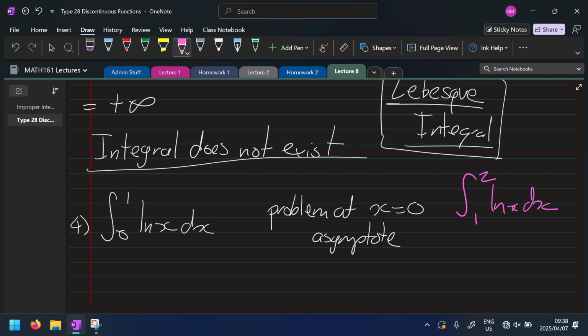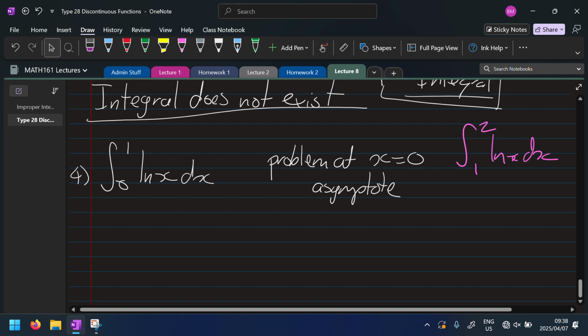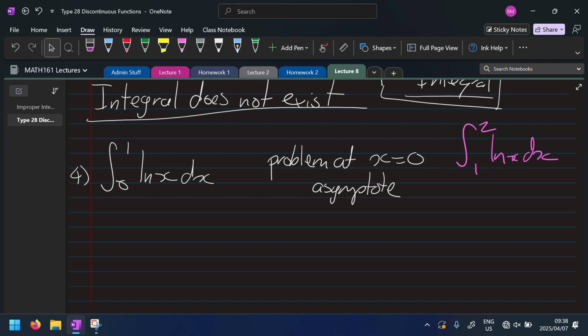Okay. So again, please, whatever's given to you, please check if it is improper or not. I will not be telling you if it's improper. You need to figure it out. Okay, that's part of the marking. You figure it out. Okay, so it's improper. There's a problem at 0. We need to take the limit as x goes to 0. At 1, there's no problem. Natural log of 1, that's 0, no issues there.